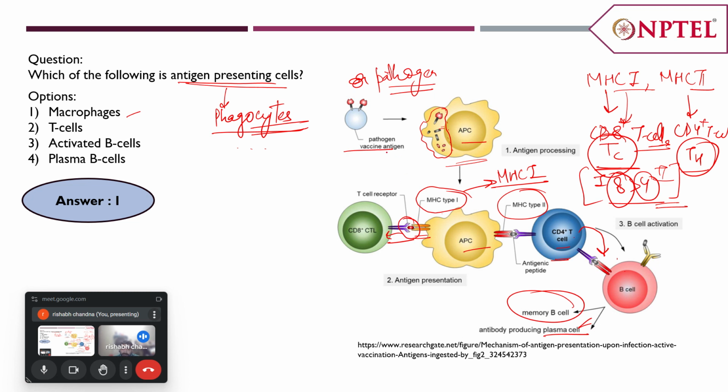So other examples of antigen presenting cells are B cells. B cells also sometimes engulf the pathogens and present them on different cells. And the other ones are dendritic cells. So these are the examples of the antigen presenting cells.